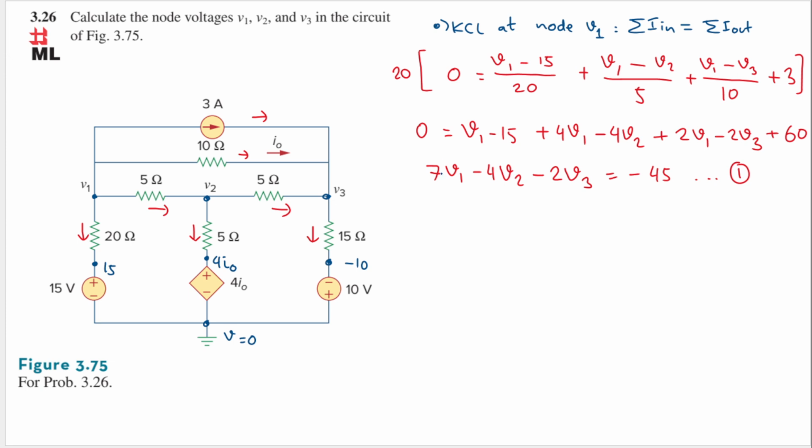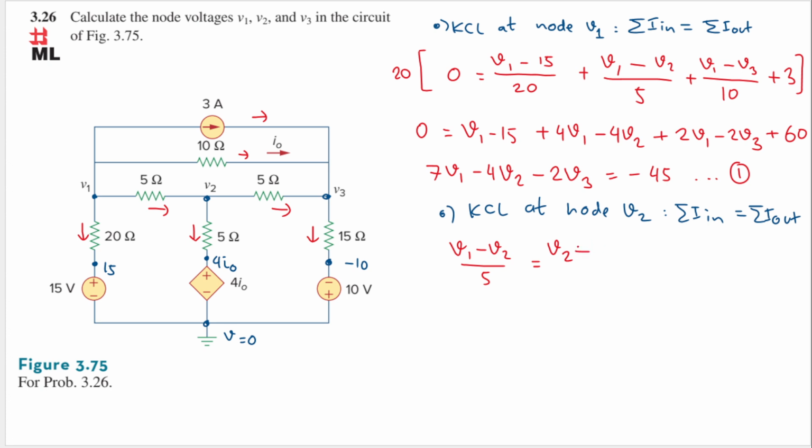Okay, let's do another KCL, but this time at node V2. KCL at node V2. KCL says that the sum of the currents that go in will equal the sum of the currents that go out. The only current that goes in is this one, so I will have V1 minus V2 divided by 5. And this is the only current that goes in.